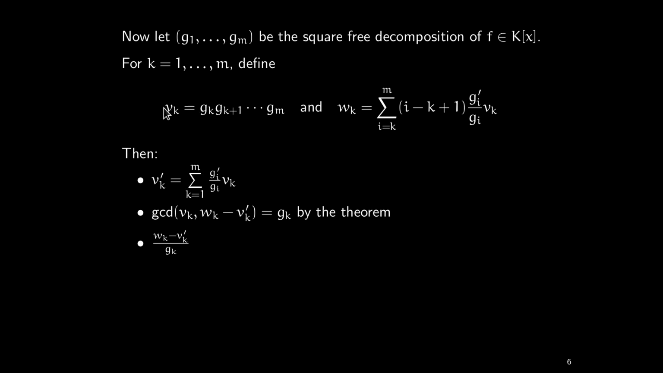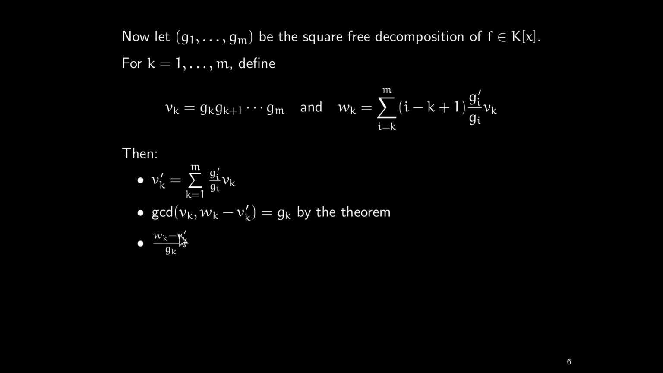Now, okay, if I have the w's, then the v's are easy, because with the w and the v I can get the g, and if I divide the vk by the gk, I get the next vk. So I can get one vk from the previous one if I also know how to get the w. But let's see how to get the w.